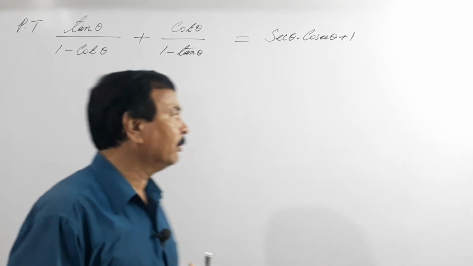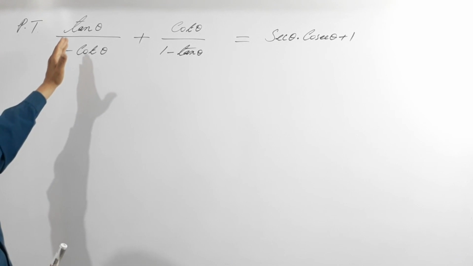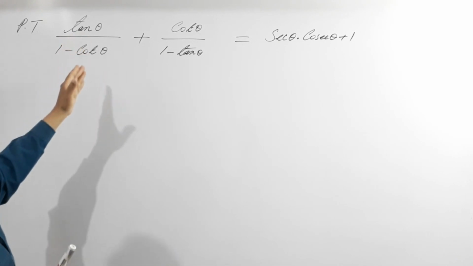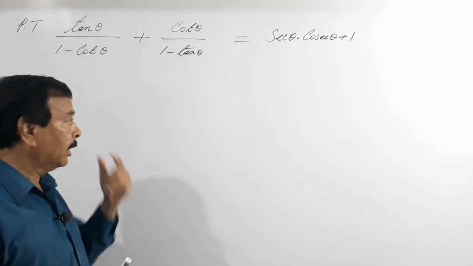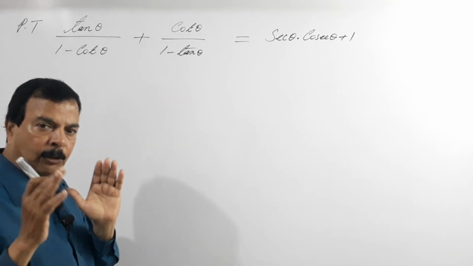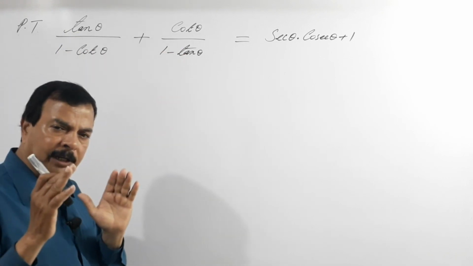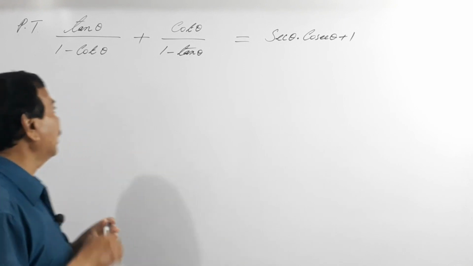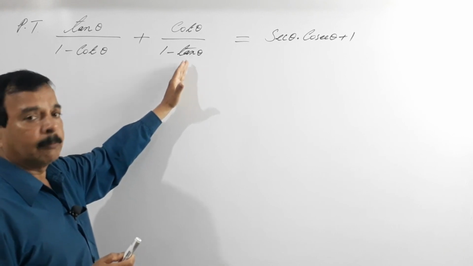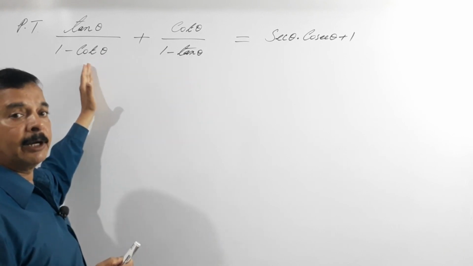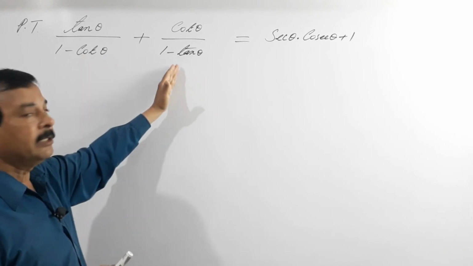Here, don't try to convert tan into sine by cos and cos by sine and all this. We'll go methodically, very neatly and very carefully. First I'll handle the right portion of the problem without touching the left. Later on I'll go for that. So see how I'll do this.